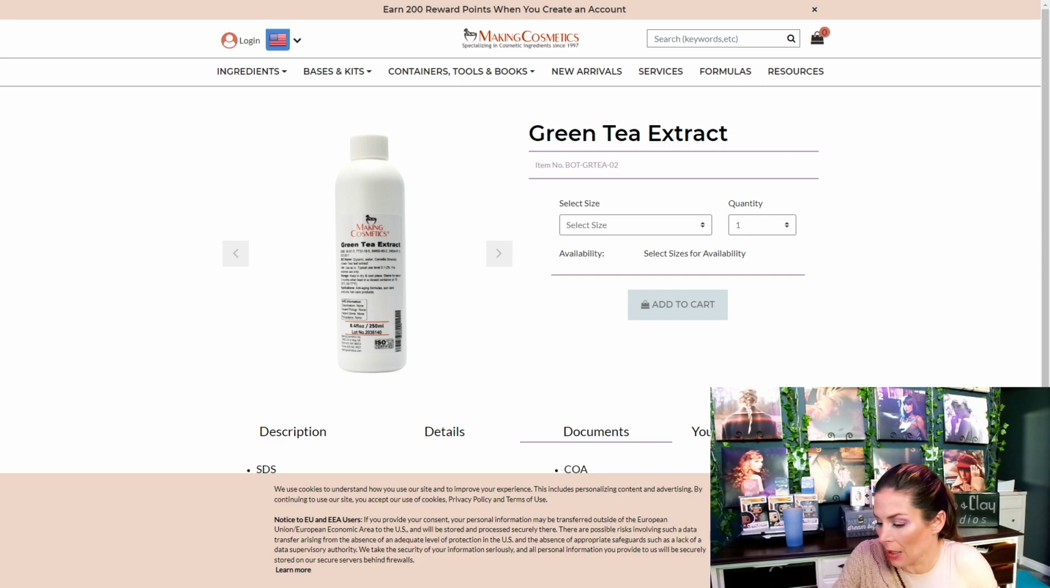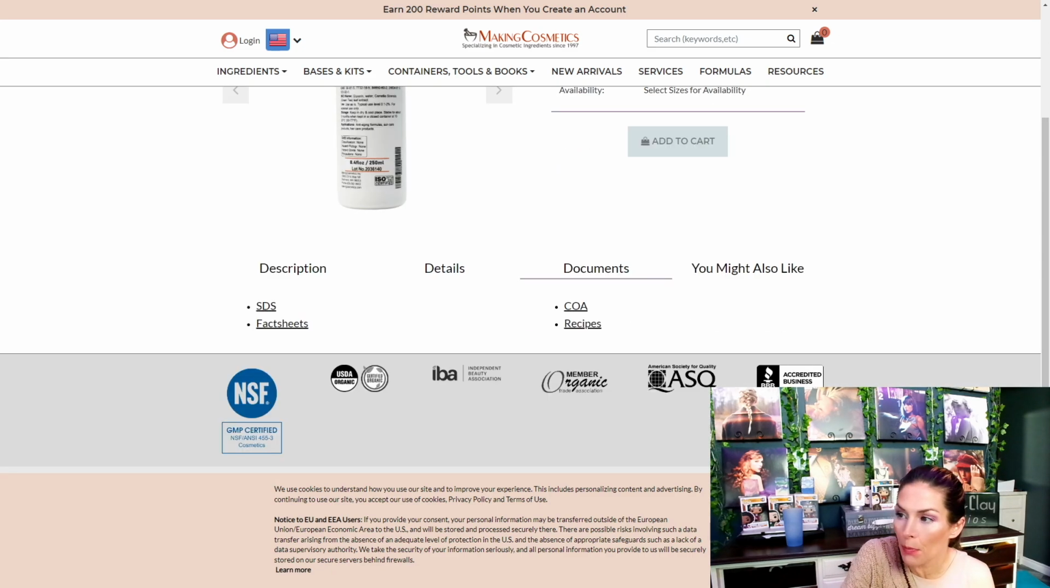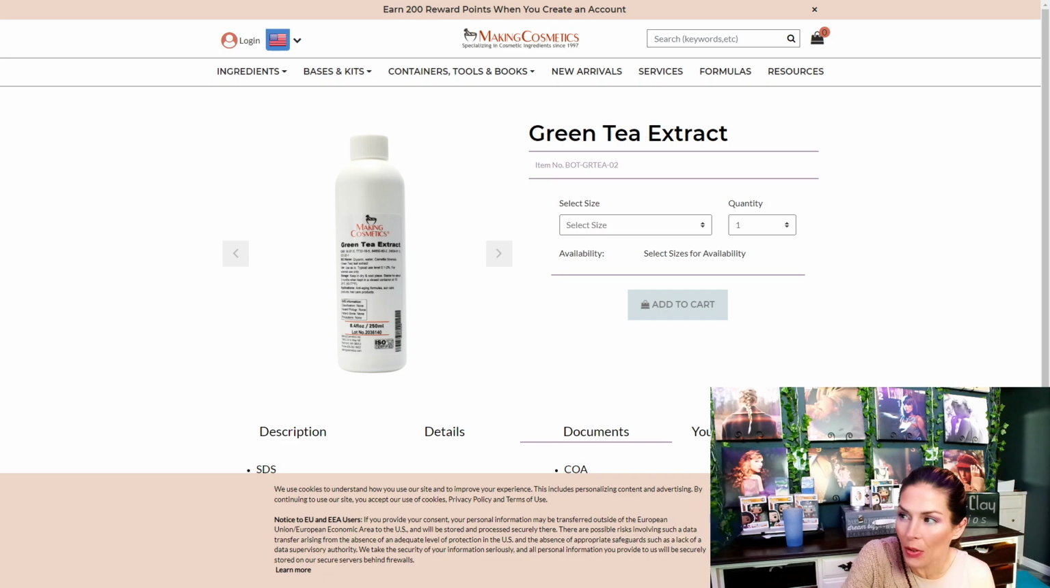So it's coming in at around the prices of a Brambleberry. So yeah, Making Cosmetics can get a little pricey, but for Making Cosmetics and the information that they have, it's definitely better than Brambleberry. Not as good as New Directions Aromatics, and again, sort of a similar price point to Brambleberry. So when it's all said and done, if I were looking at a green tea extract, I would go New Directions Aromatics.